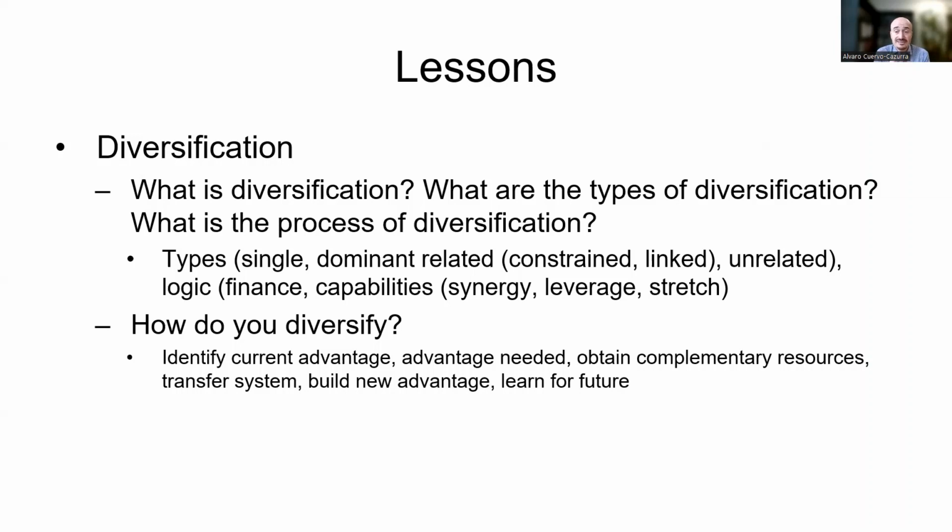And then trying to understand the process of diversification, the logic. One is a story of finance, that's the BCG matrix. Another is capabilities stories, the synergy, how I leverage things, the stretch I want to do. And then if you want successful diversification, what is my advantage? What do I need to operate there? Can I obtain the complementary resources? How do I transfer and coordinate within the system, build a new advantage, and then learn for the future dynamics?